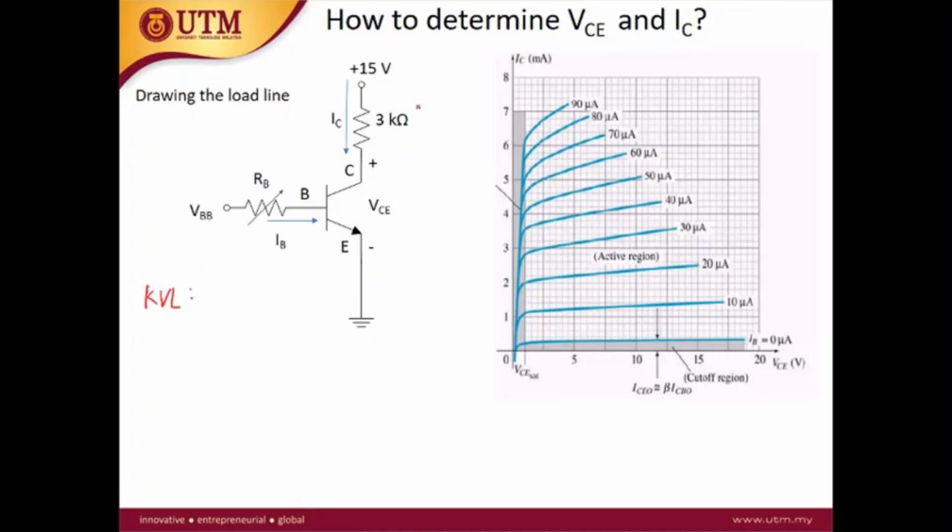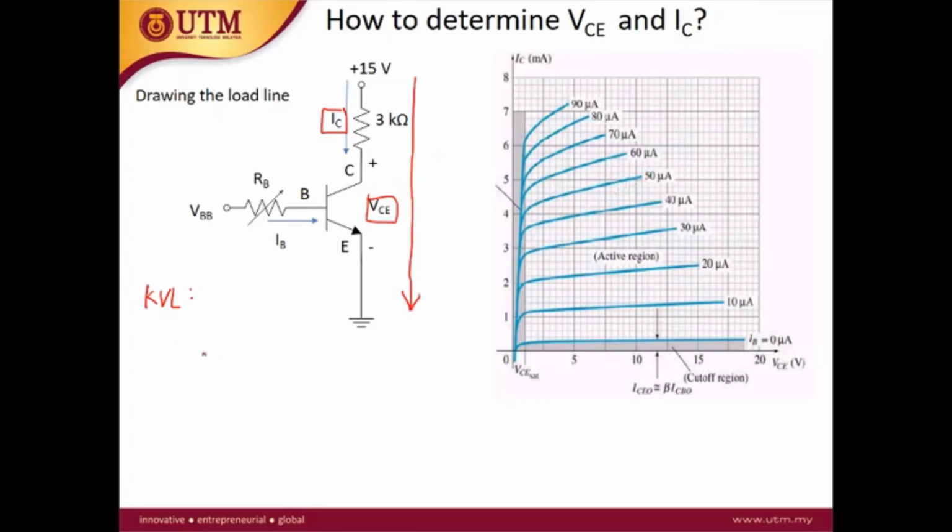So, the KVL is for the current path from plus 5 volt until this ground. So this is the current path for the KVL. In the equation of KVL, we will have IC and we also have VCE. These two parameters will fit to the right side figure or graph.